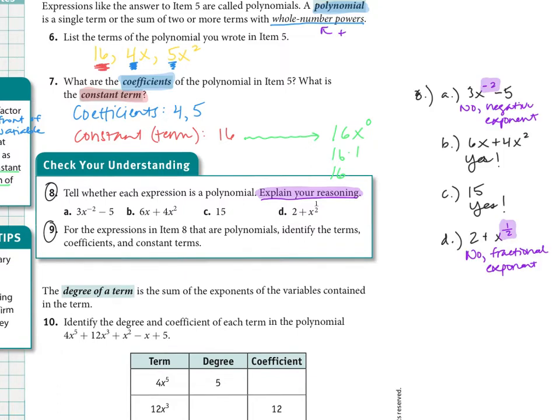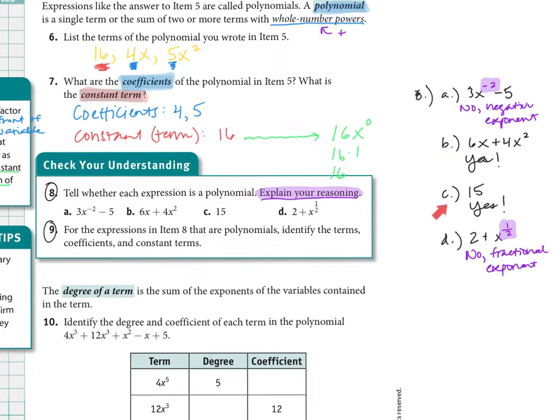Alrighty, let's take a look at our answers. Just as a reminder, when we're looking at whole number powers, that means all of the exponents have to be positive. Whole number refers to being positive, not just fractional pieces. Looking at all of our results, we can see options A and D are not going to be polynomials, because for part A, we have a negative exponent. For part D, we have a fractional exponent.